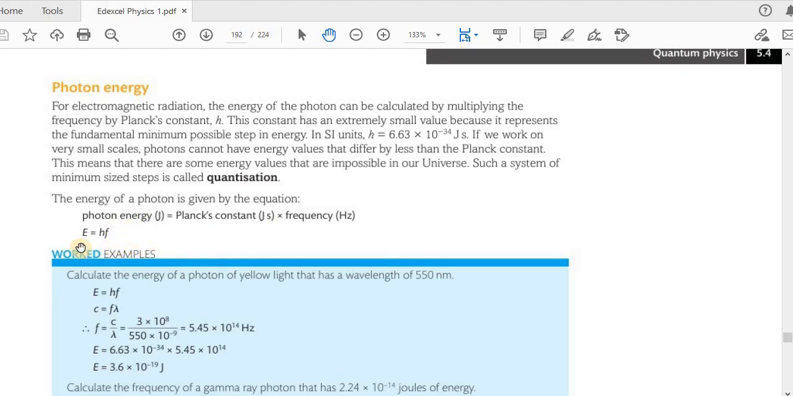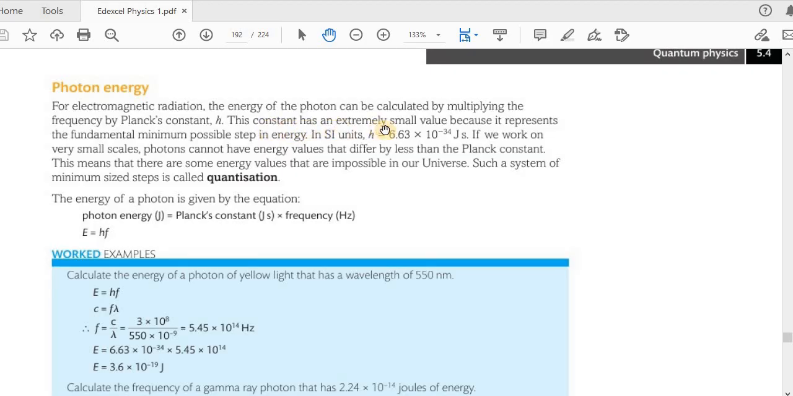Now energy, you know, has the unit joules. Frequency has the unit hertz. Hertz is the number of cycles per second, so it's actually per second. That's how we get the unit. If you make h the subject of the equation, h is equal to E over f, and the unit of h will be joules divided by per second, which is joule second. So the unit of the Planck's constant is joule second.